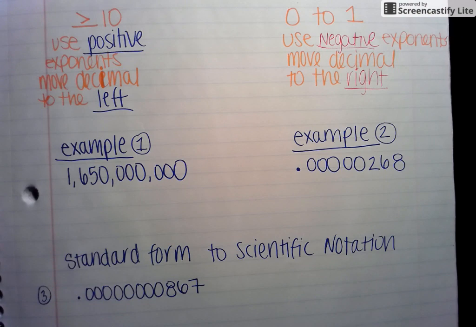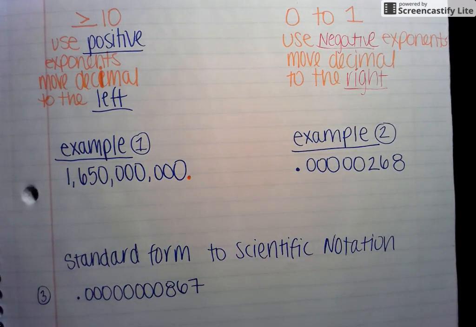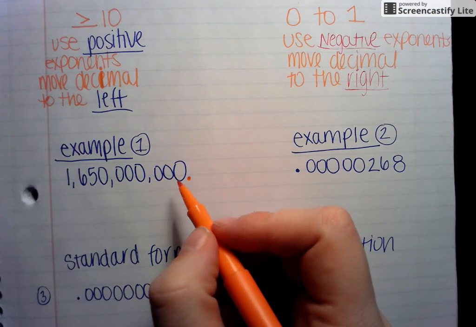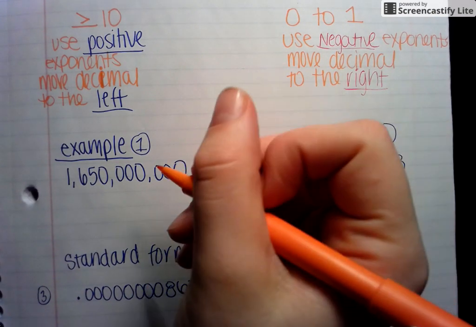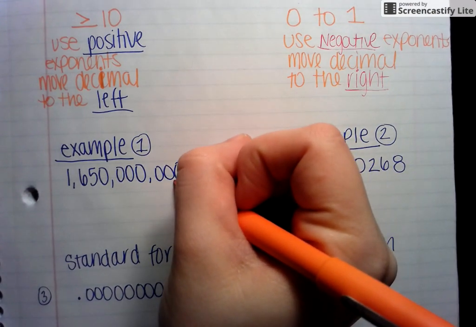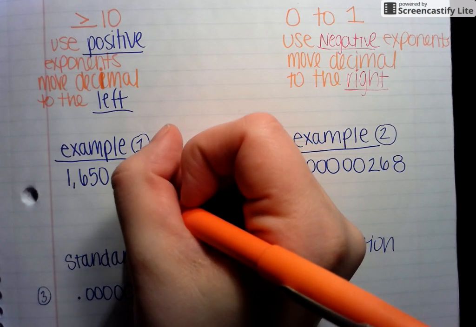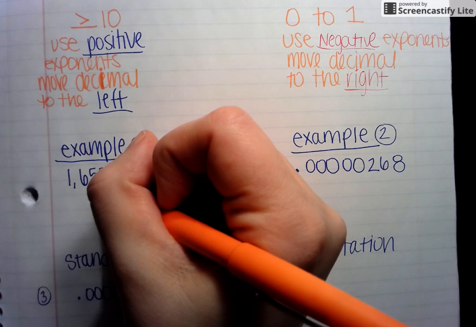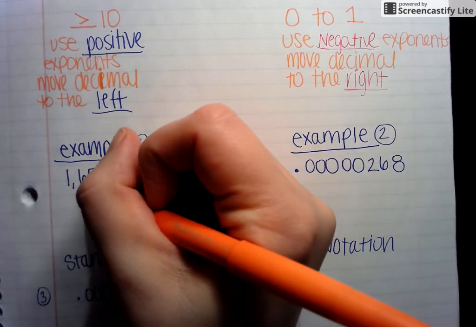1,650,000,000, and I want to make it into scientific notation. So my decimal is at the end. What I'm trying to do is move the decimal so that I can get my first number to be between 1 and 10. So if I move it here, it's still not between 1 and 10. If I move it here, here, here, and so forth, it's still not between 1 and 10. Right now it's 16.5. That would not work.